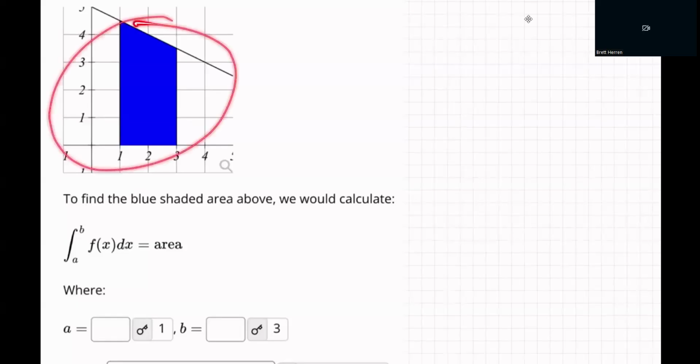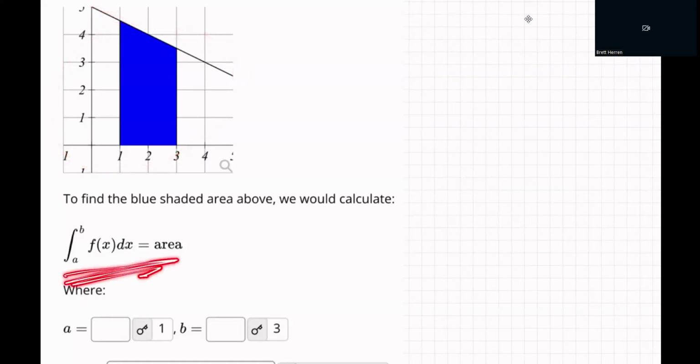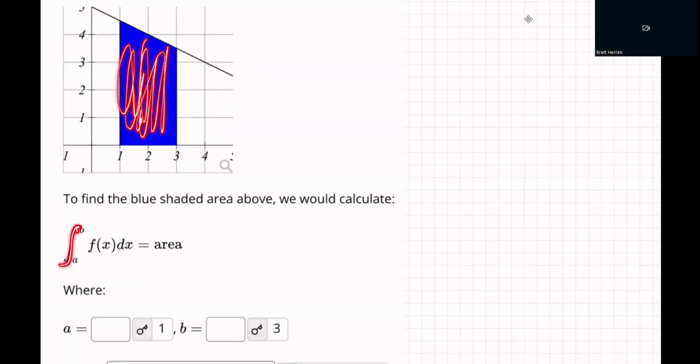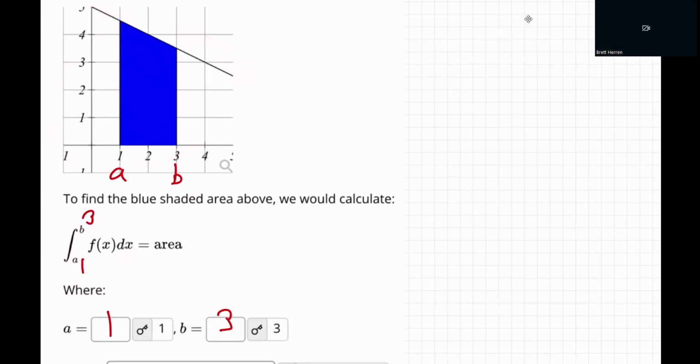In this question, we have this blue shaded region underneath a straight line, and they want us to represent it as an integral. That's what an integral is, a big S for sum up the area under the graph, under the curve, under the line, from A to B of the function. Well, the A and the B are 1 and 3. We're going from 1 to 3, right? We have area from 1 to 3. That's the easy part.